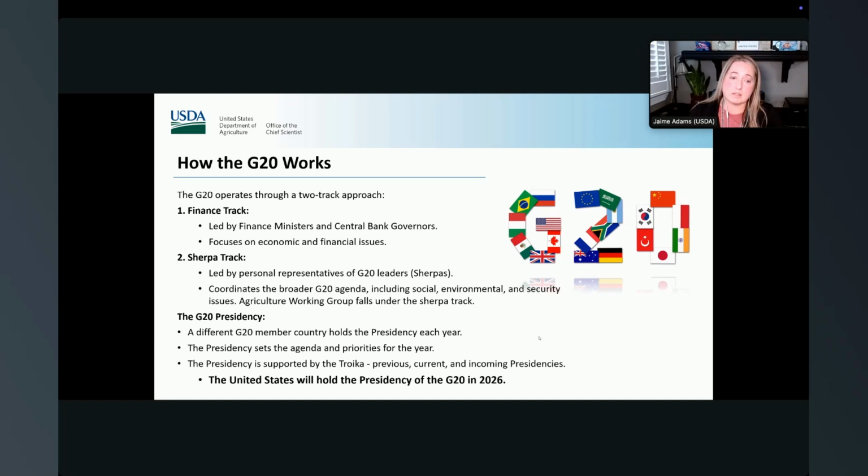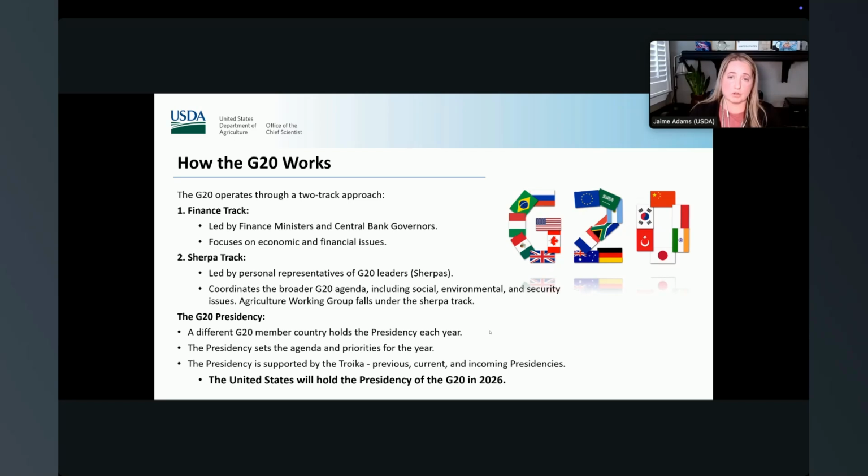The presidency sets the agenda and the priorities for that year. And usually the work will start ahead of the year. And as we're discussing today in 2024 for meetings in 2026, a lot of the logistics have already started for the US hosting G20 in 2026.